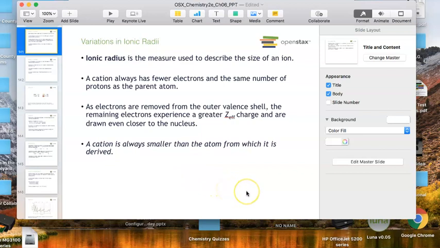A cation always has fewer electrons and the same number of protons as the parent atom. So as electrons are removed from the outer valence shell, the remaining electrons experience a greater effective nuclear charge and are drawn even closer to the nucleus. As a result, a cation is always smaller than the atom from which it was derived. But here's a simple way to remember that.